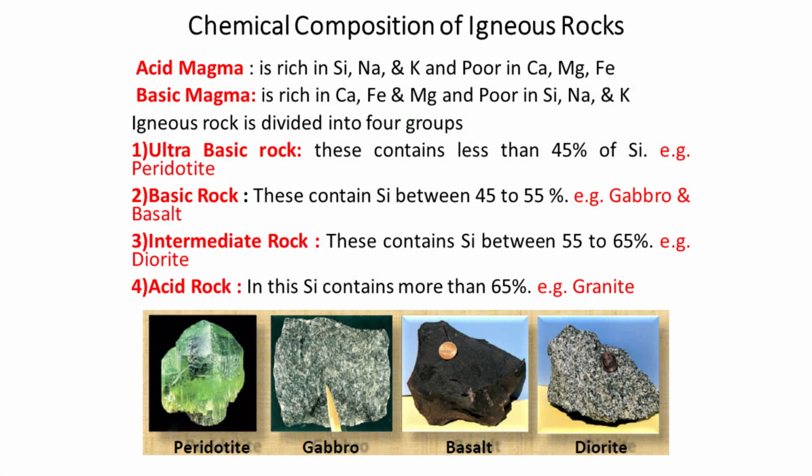The third one is intermediate rock. This contains silica content of 55 to 65%, example diorite. The fourth one is the acid rock, which contains silica of more than 65%, example granite. You can see the peridotite, gabbro, basalt and diorite images here.